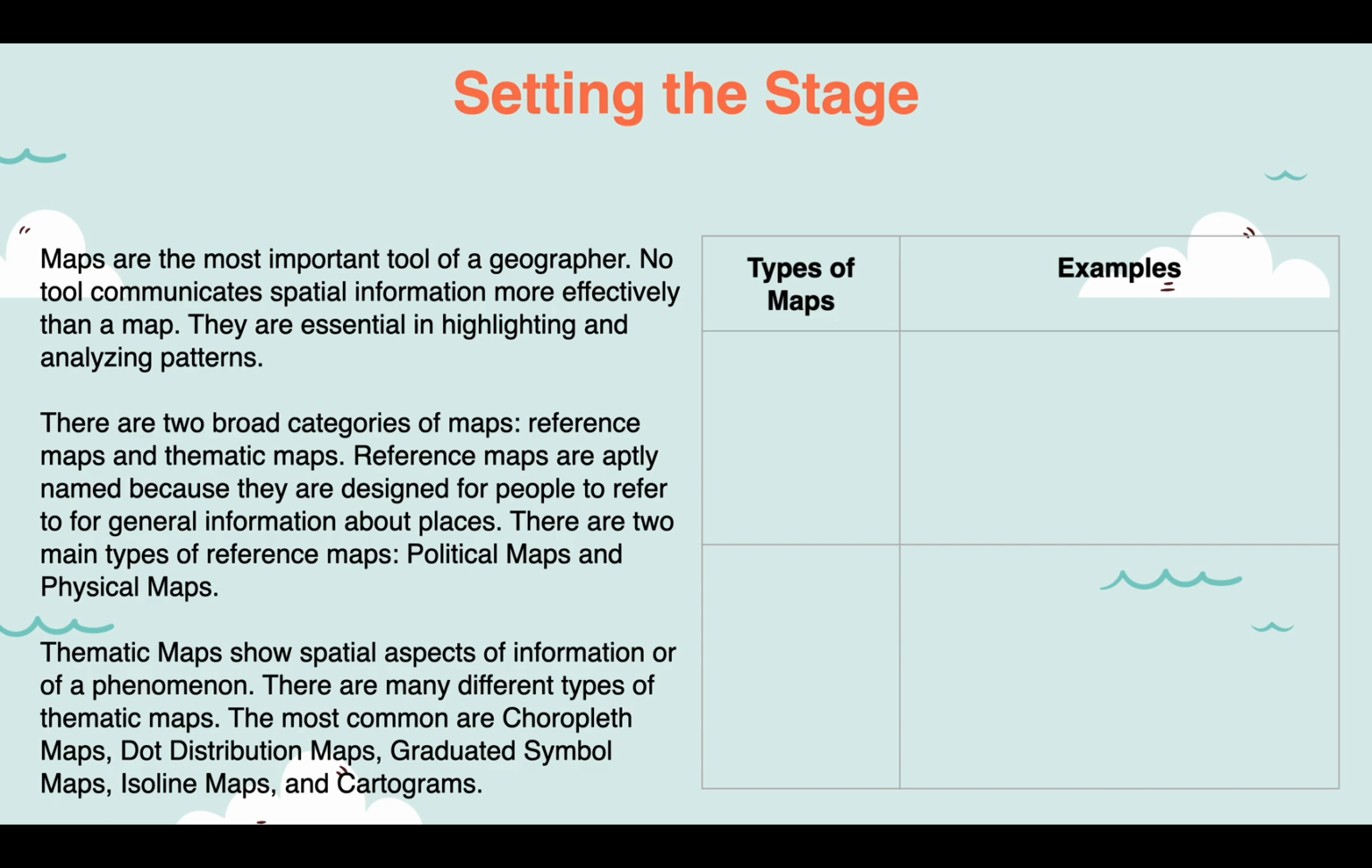Thematic maps show spatial aspects of information or of a phenomenon. There are many different types of thematic maps. The most common are choropleth maps, dot distribution maps, graduated symbol maps, isoline maps, and cartograms.